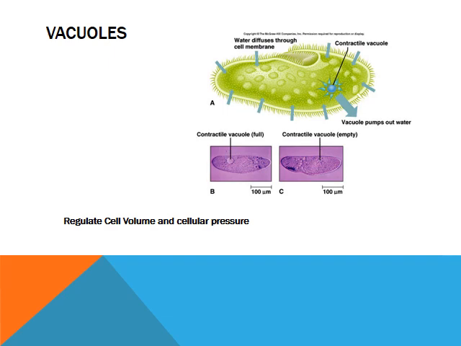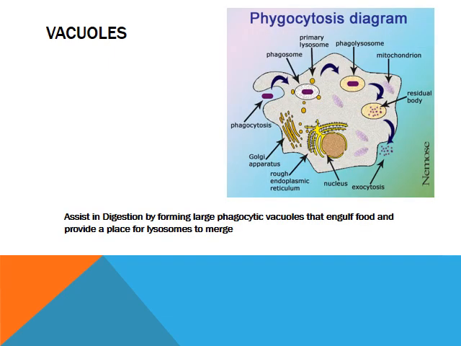They can help regulate cell volume. Here's what's called a contractile vacuole. It fills up with water, and then you use energy and push the water out. That stops these cells from bursting open. They also help in digestion.